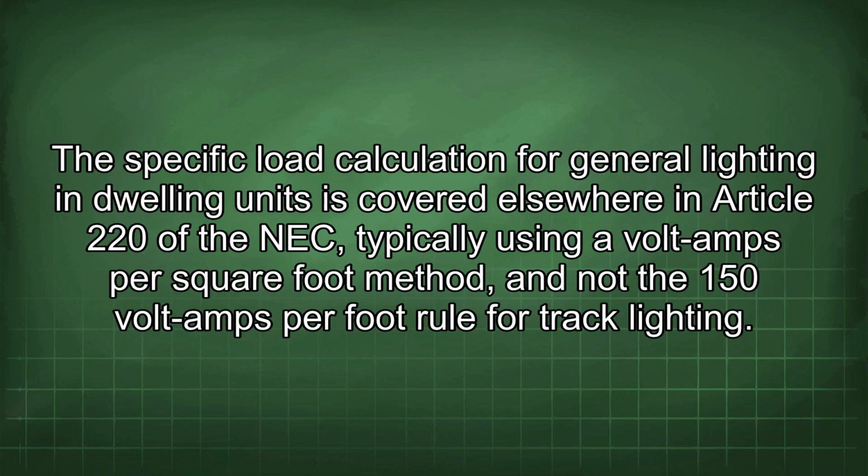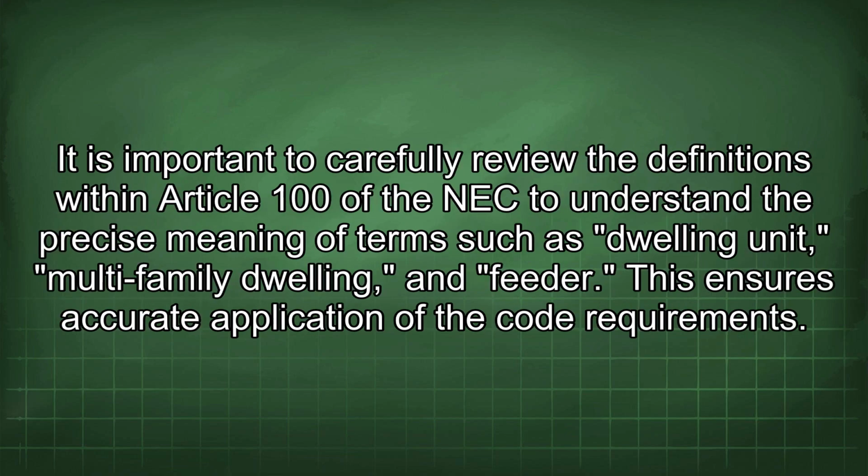The specific load calculation for general lighting in dwelling units is covered elsewhere in Article 220 of the NEC, typically using a volt amps per square foot method, and not the 150 volt amps per foot rule for track lighting. It is important to carefully review the definitions within Article 100 of the NEC to understand the precise meaning of terms such as dwelling unit, multifamily dwelling, and feeder. This ensures accurate application of the code requirements.